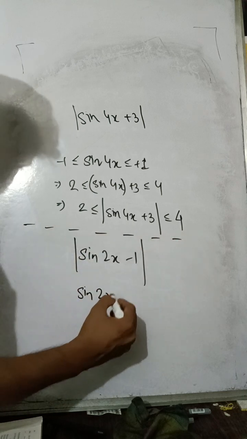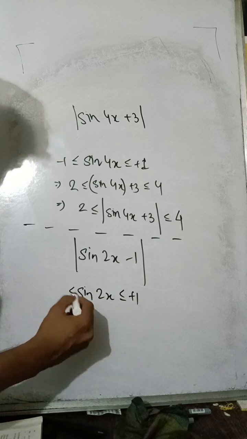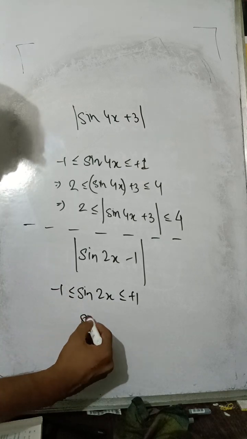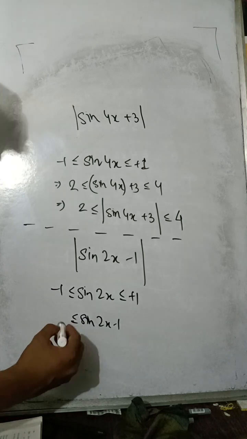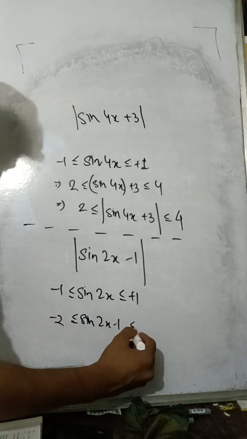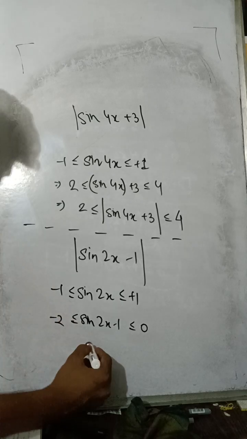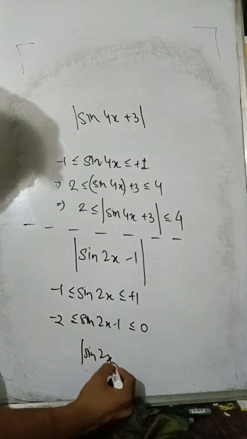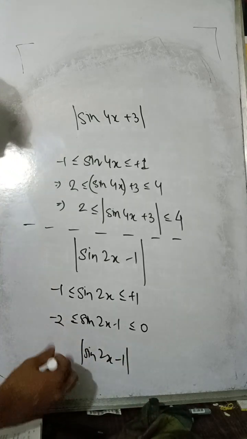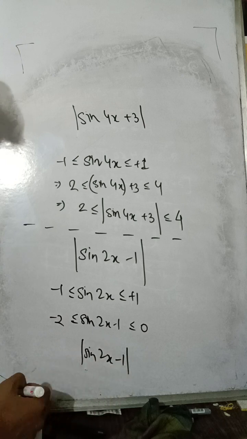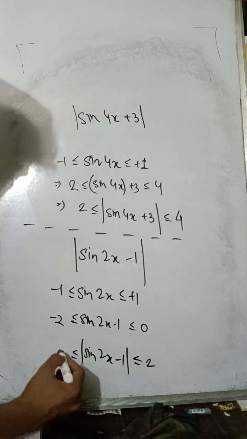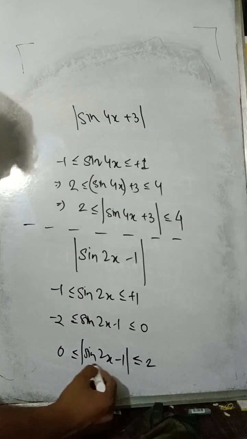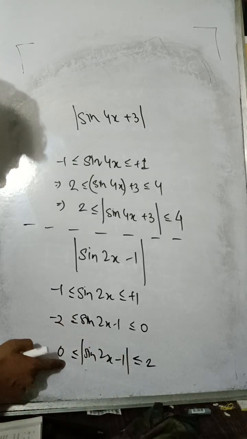So what is sine 2x? Sine 2x is between plus 1 and minus 1. And sine 2x minus 1 is between minus 2 and 0. Now if you put a modulus, the maximum value will become 2 and the minimum value will become 0. So modulus of sine 2x minus 1 is between 0 and 2.